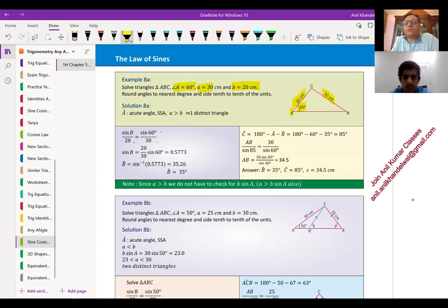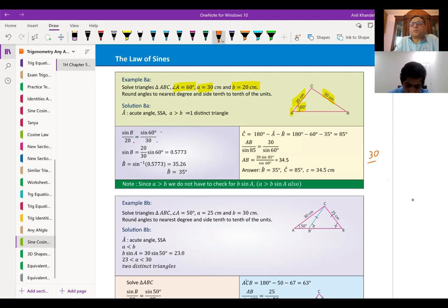Solving really means you have to find the unknown side AB and the angle B, right? Tell me, how will you solve this? So you can use the law of sine. So you can do 30 over sine 60, correct, equals 20 over sine B. Correct. And then 30 sine B equals 20 sine 60. And sine B equals 20 sine 60 over 30. Correct. So now you can find the angle B from here, right?